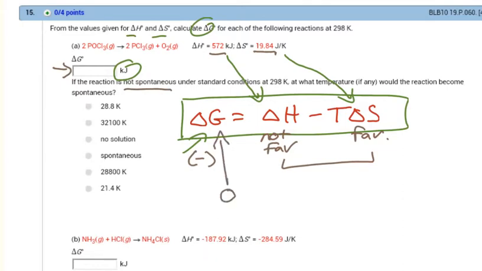Now, you remember it doesn't actually get spontaneous till it's just a little bit negative, like maybe negative 0.000001. That would be barely spontaneous. But that's close enough to 0 that you could just plug in 0 and use it, and then solve for the temperature.